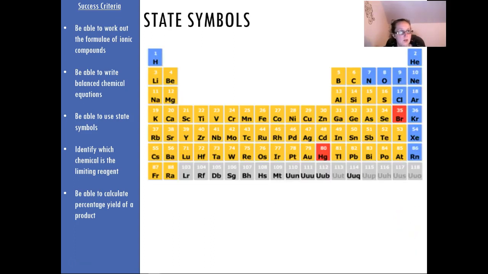So to help you know which state symbols to use, this is a colour-coded version of the periodic table. The things in blue will be gases at room temperature. The things in red are liquids at room temperature, and the yellows are solids. And don't worry about the grey ones. Basically, they don't exist long enough for us to really identify a state for them.